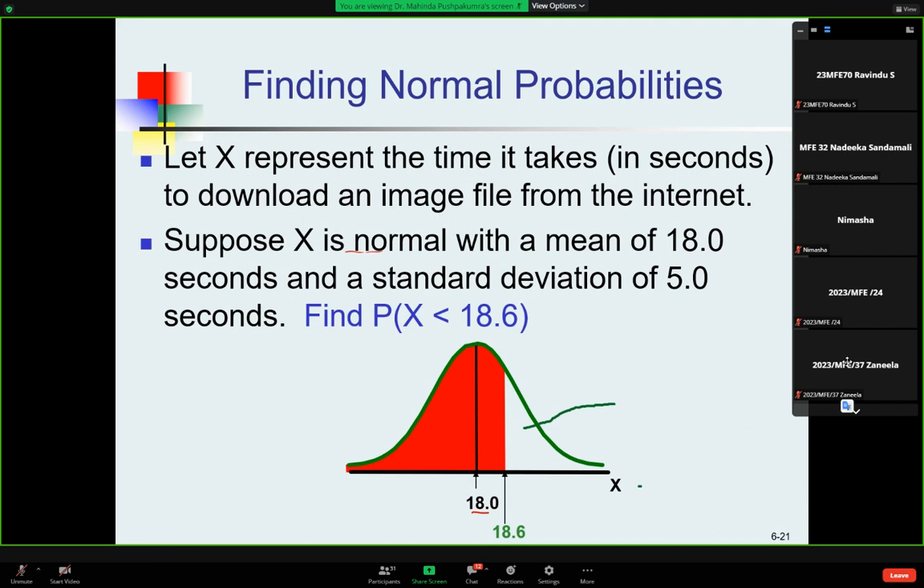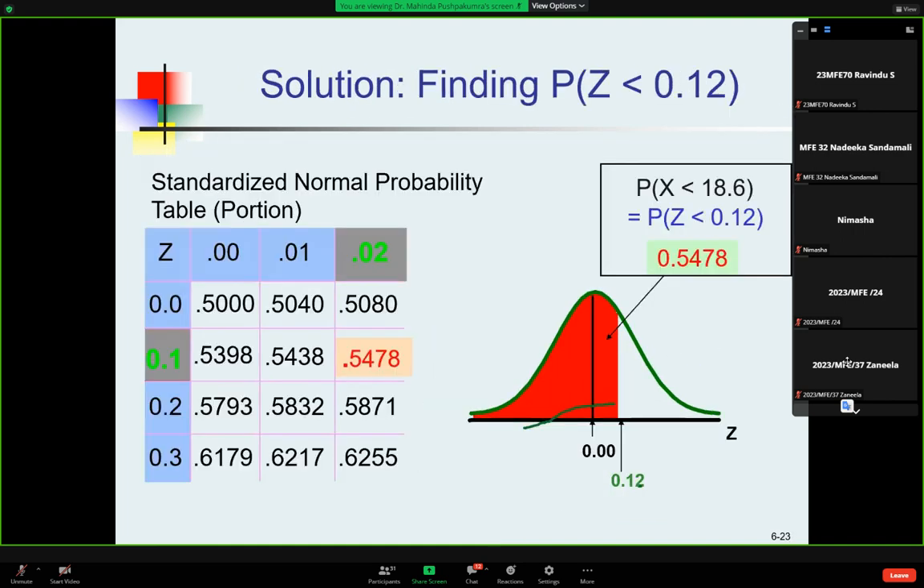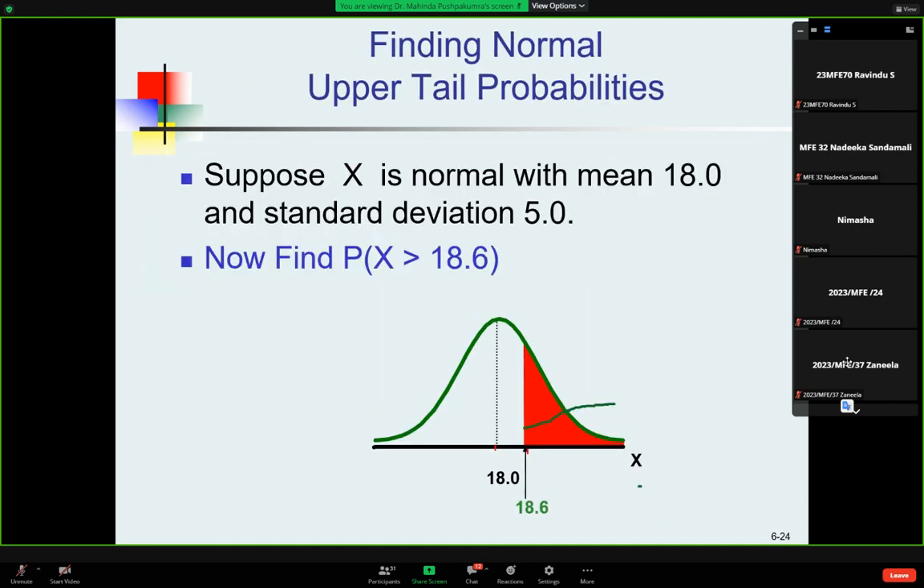Then the probability that you can download it taking less than 18.6 seconds is 0.5478.